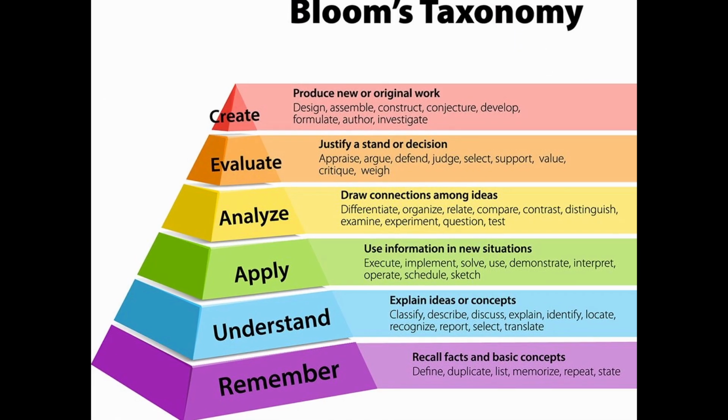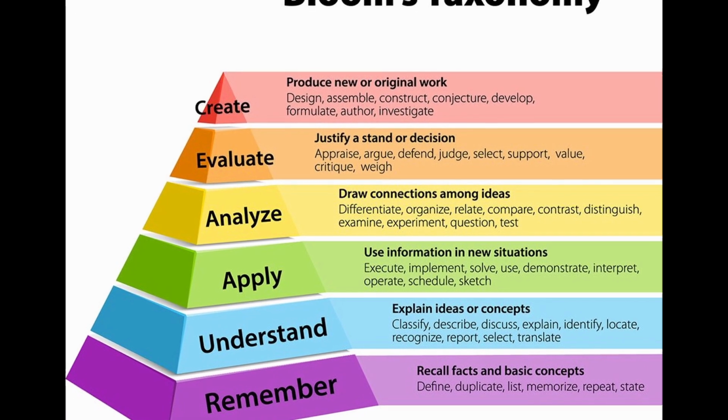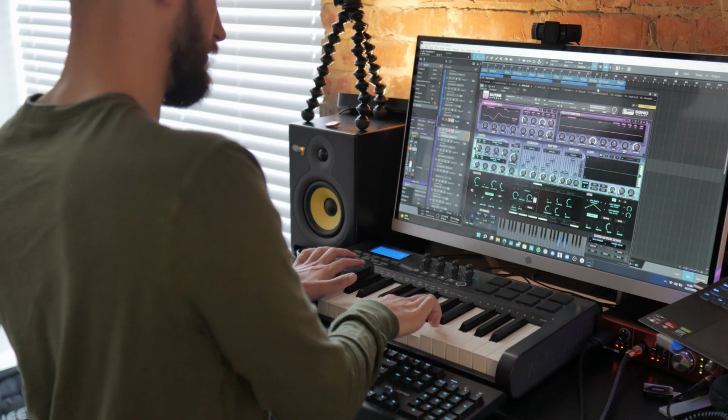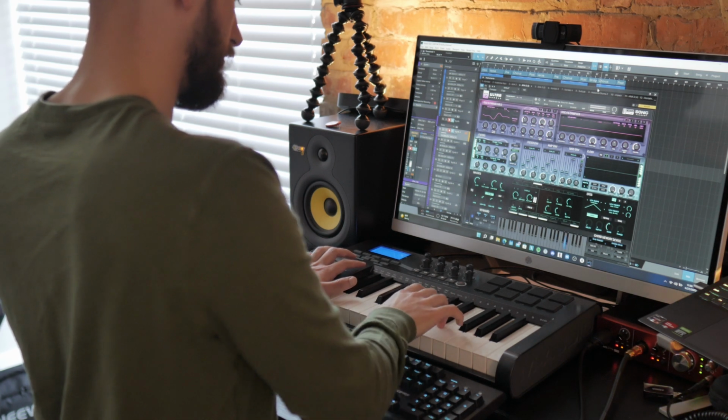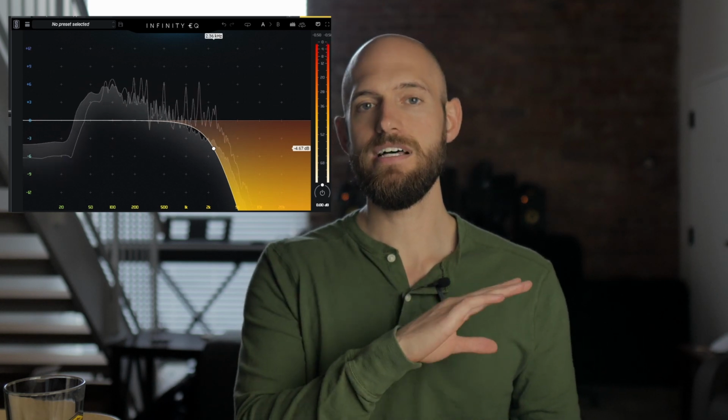Each level of the pyramid shows a certain level of mastery for how you would learn a particular set of skills or information. And then in 2001, this taxonomy was revised to use verbs instead of nouns, so that by using these action words, it's very clear what you need to do in order to reach a certain level of mastery. The skills of music production follow this exact framework as well. Let's take, for instance, the concept of learning about a low-pass filter. Here's what each of the levels of the pyramid would look like in regards to that concept.